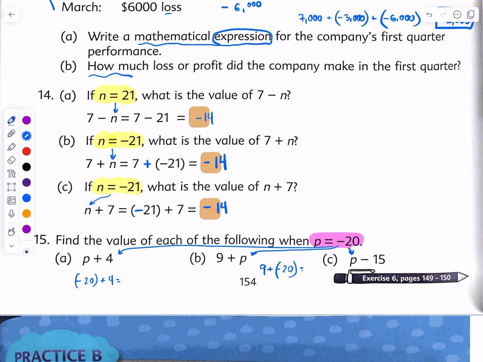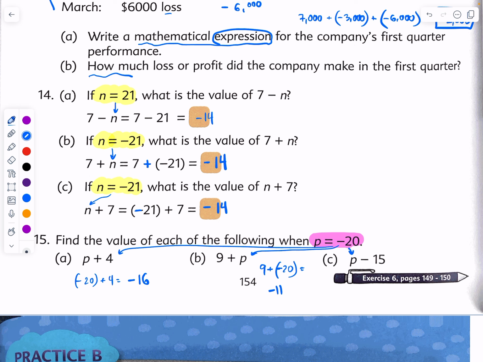Well, negative 20 and plus 4. Signs are different. If the signs are different, we use subtraction. The difference is 16. But it will be negative 16. We're using the sign of the greater numerical value. 9 plus negative 20. Again, signs are different. Use subtraction. Find the difference. 9 and 20. The difference is 11. But it's negative 11 because we're using the sign of a greater numerical value.